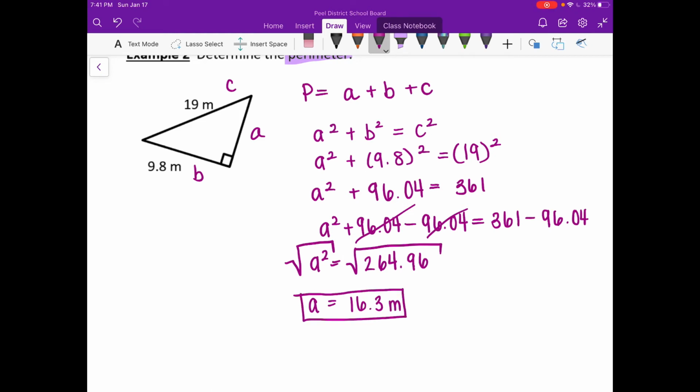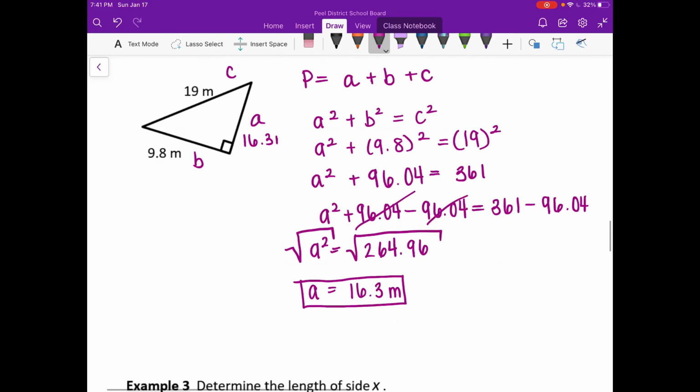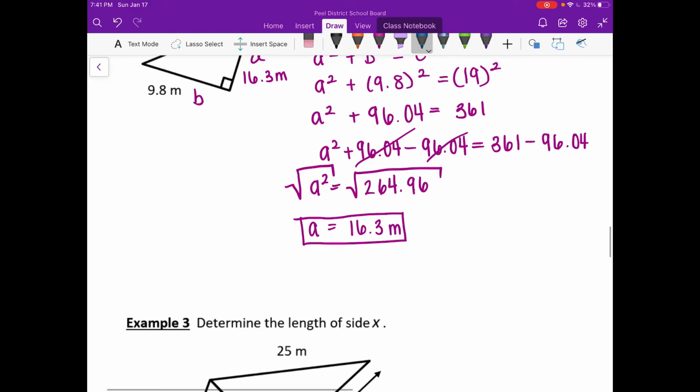Am I done? Did it say to find what side A was, or did it say to find the perimeter? It said to find the perimeter. That's why we wanted to find side A in the first place. So let's go back and find the perimeter.